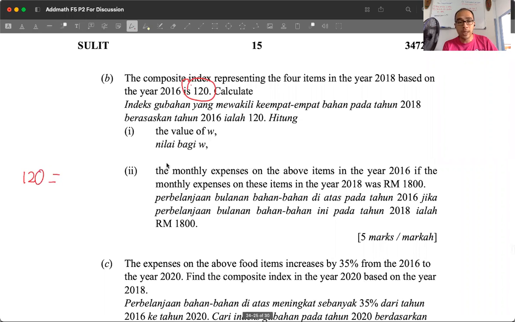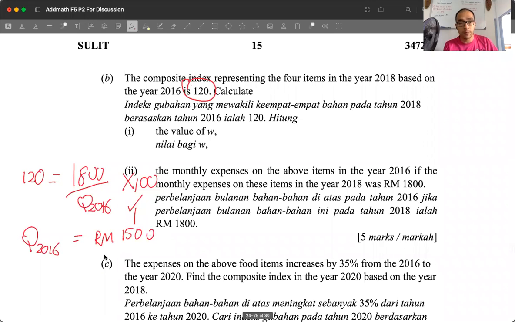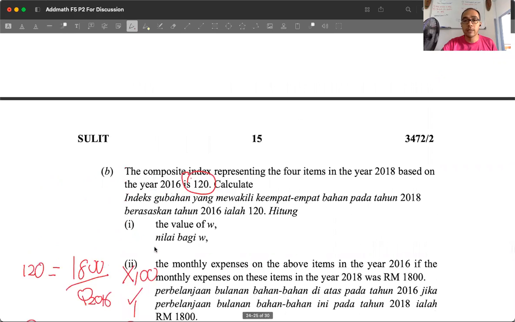Okay, the year 2018 is 1,800 over, I don't know what's the year of 2016. So I'm just going to give it the price of 2016 times 100. This is 1 mark. Then you find that the price of 2016 is equals to RM1500. Okay, this is 1 mark. Okay, so that's the answer for this lah.